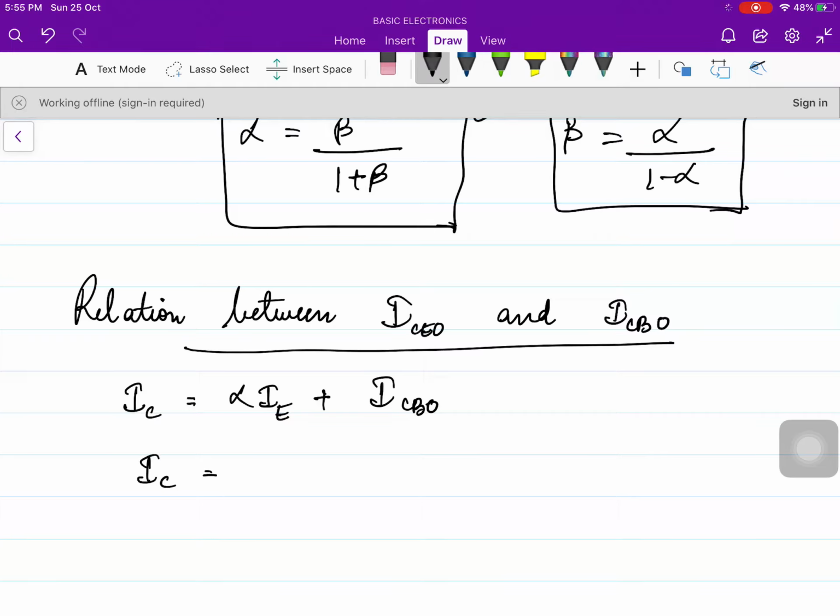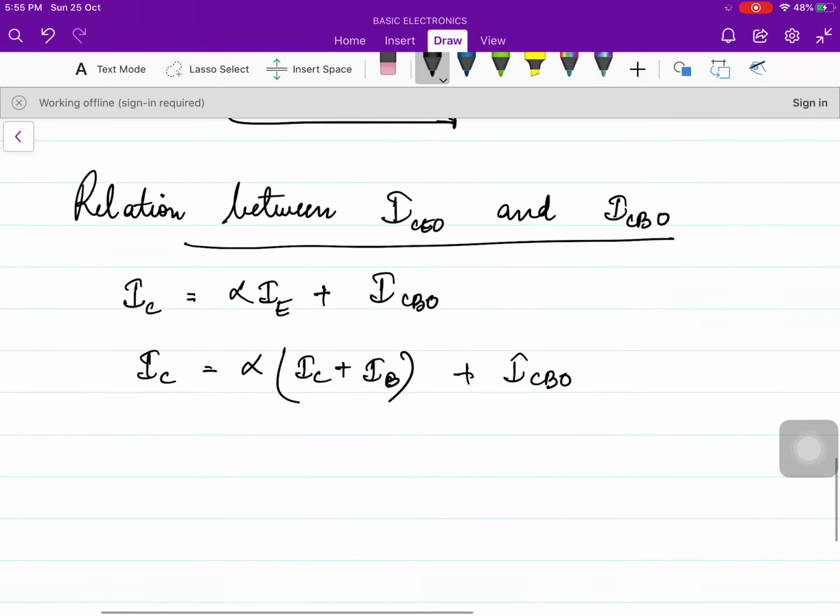IC equals, we will replace alpha later. First of all, we will replace IE with the transistor current equation, that is IC plus IB. So now the whole equation is in terms of IC and IB. That is what we needed, because we are deriving the relationship for common emitter, and where the terminal is common, that particular terminal current does not appear in the formula. So now IC equals alpha IC plus alpha IB plus ICBO.